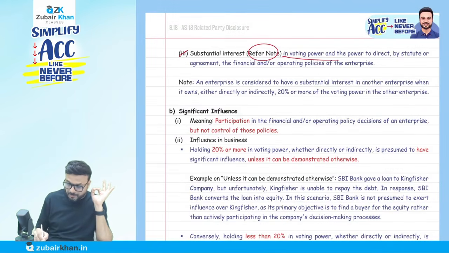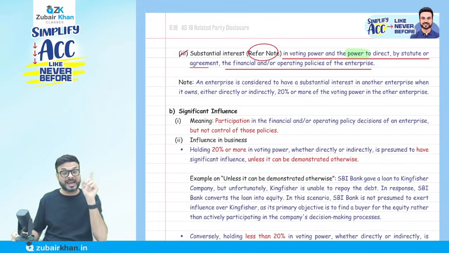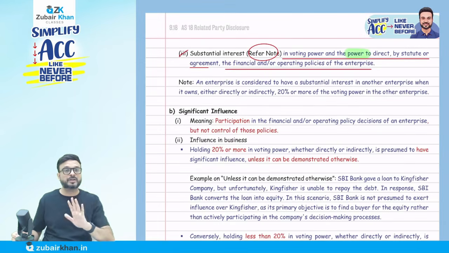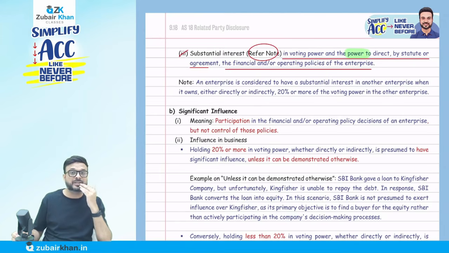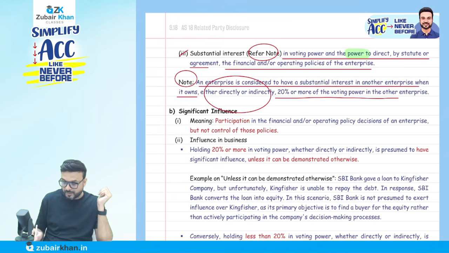Substantial interest in voting power, or the power to direct by statute or by an agreement the financial or operating policies of the enterprise. I have the substantial voting power and I have the power to direct. I can direct, because the law has given me the authority to direct that, or an agreement is there on the operational or the financial policies of the enterprise. Note: they say an enterprise is considered to have a substantial interest in another enterprise when it owns, either directly or indirectly, 20% or more of the voting power in the other enterprise.